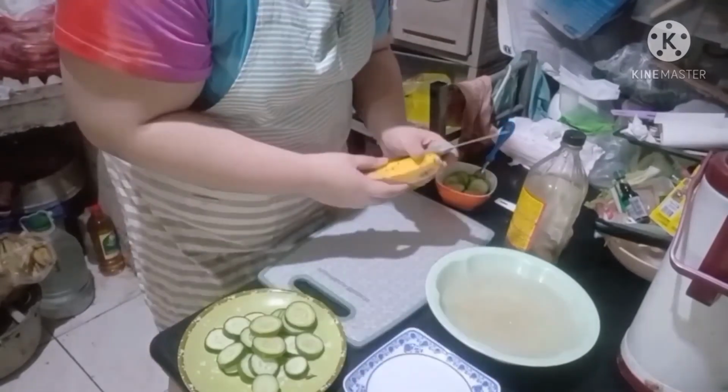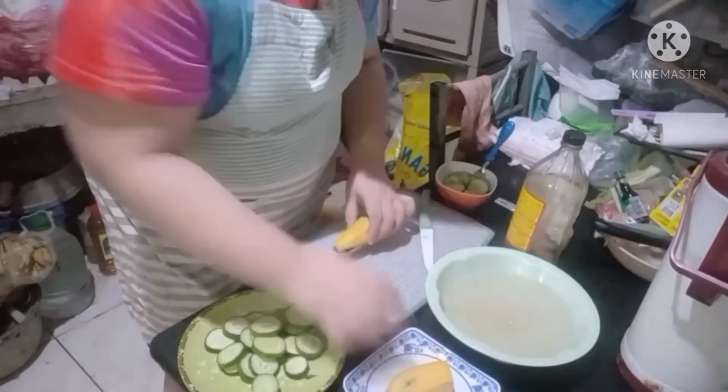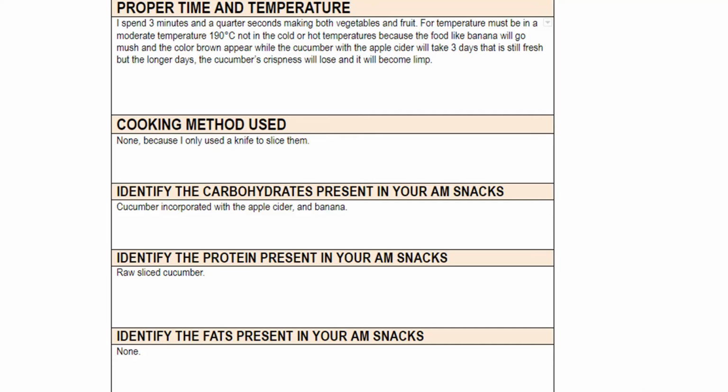Get the banana, then start to slice it into half pieces and put it on the plate. Done. For the proper time and temperature, I spent 3 minutes and a quarter making both the vegetable and fruit.